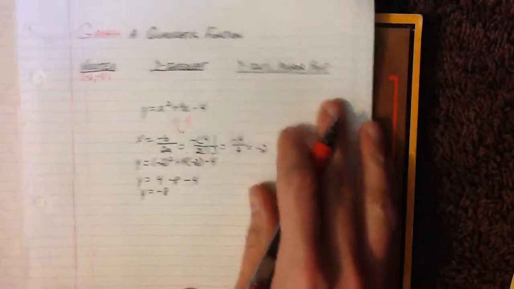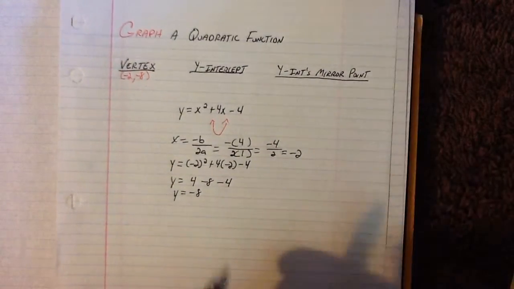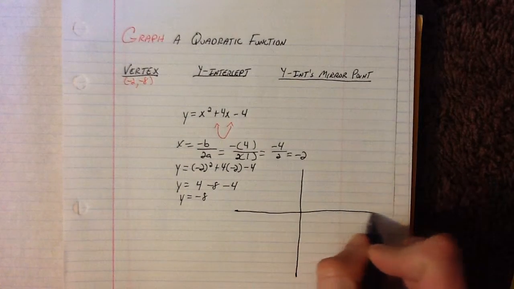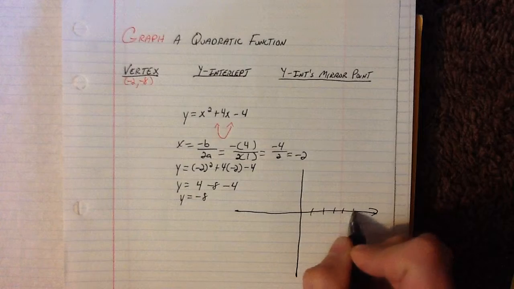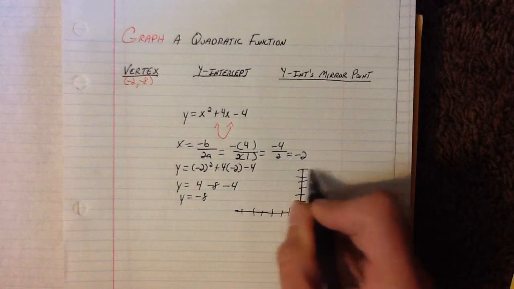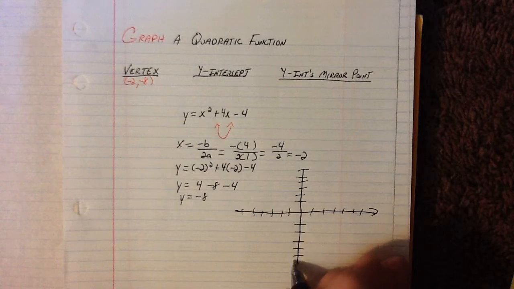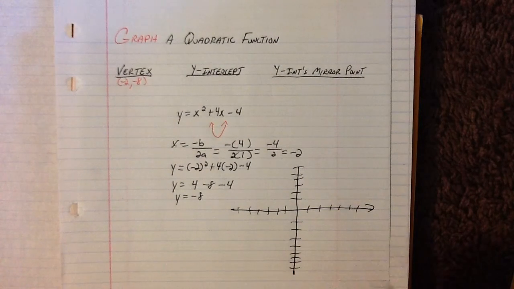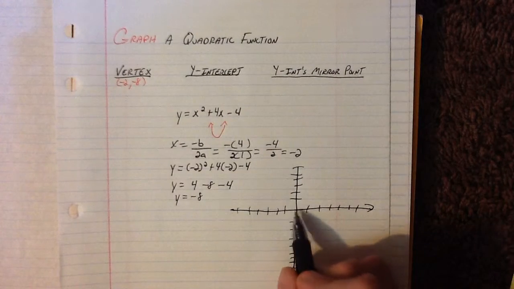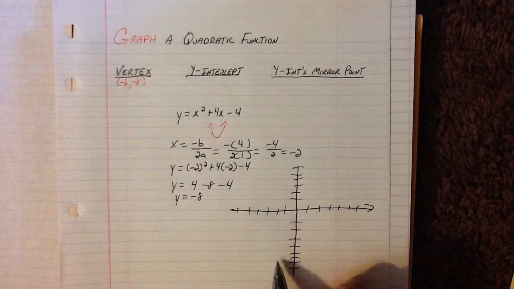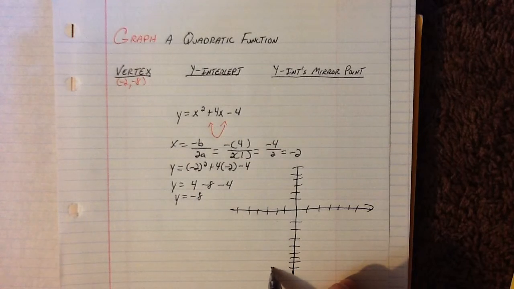I'm going to draw a rough sketch of a graph here so we can kind of see that. Negative 2, negative 8 would be 2 to the left and 8 down. Right here.